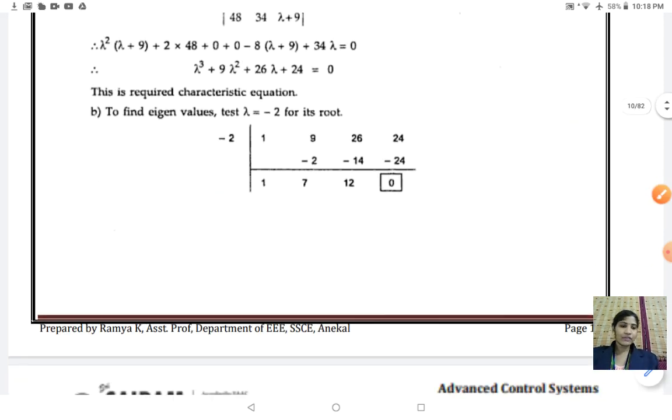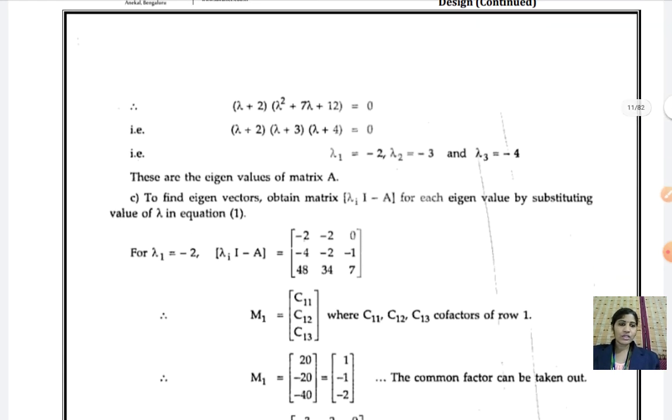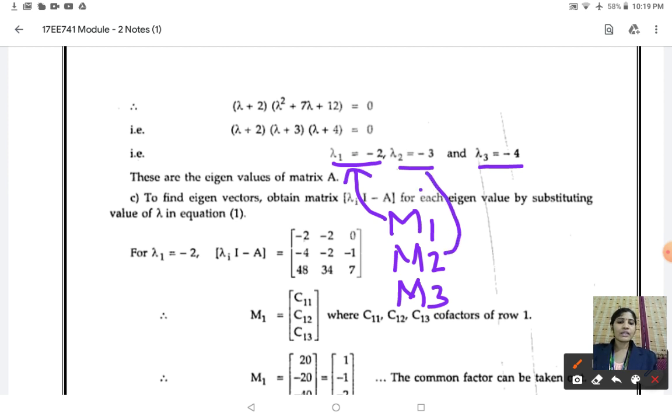When you identify the roots of the characteristic equation, you are going to get 3 roots. So the roots are λ1 = -2, λ2 = -3, and λ3 = -4. For each value of lambda, you have to obtain your modal matrix, that is M1, M2, M3. M1 is the modal matrix obtained at λ1 = -2. M2 is the modal matrix obtained at λ2 = -3. And M3 is the modal matrix obtained for λ3 = -4.